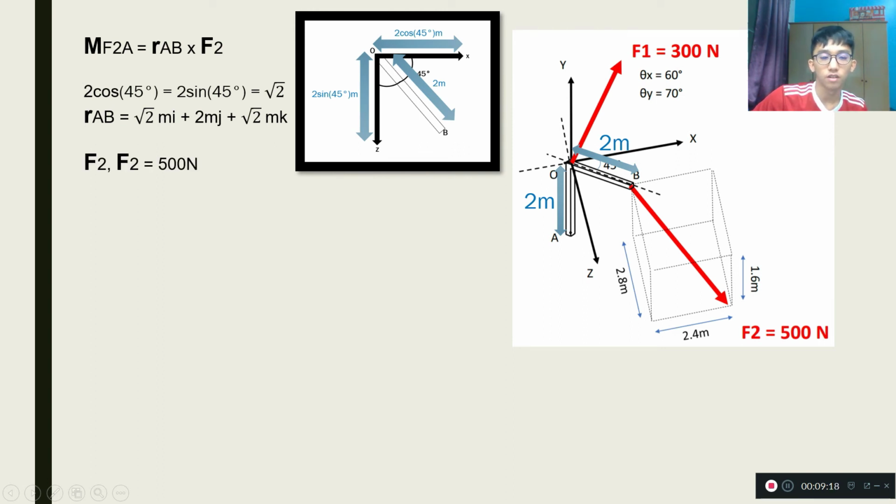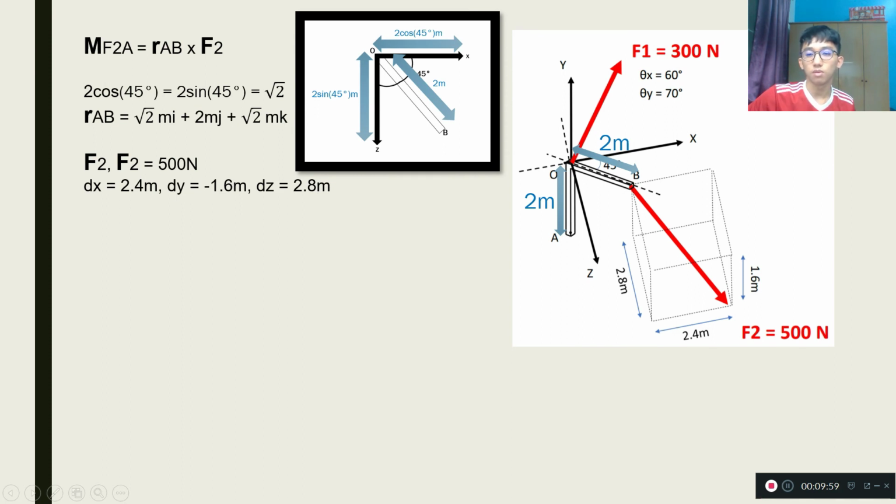After we get our R_AB, now we have to find our F2. F2 is given as 500 Newton, and they give the information 1.6, 2.4 and 2.8 meter for the lengths of the force F2. If they give the information like this, we have to find dx, dy, dz. So we will see the 2.4 m first. The reason why 2.4 m is our dx is because it is parallel to our x-axis, and F2 is moved to the right. So our dx is plus.